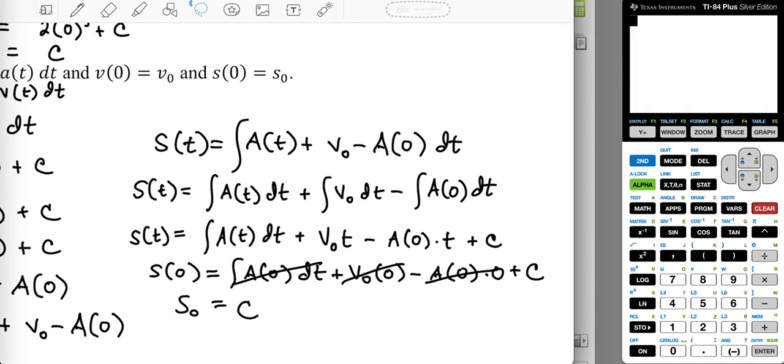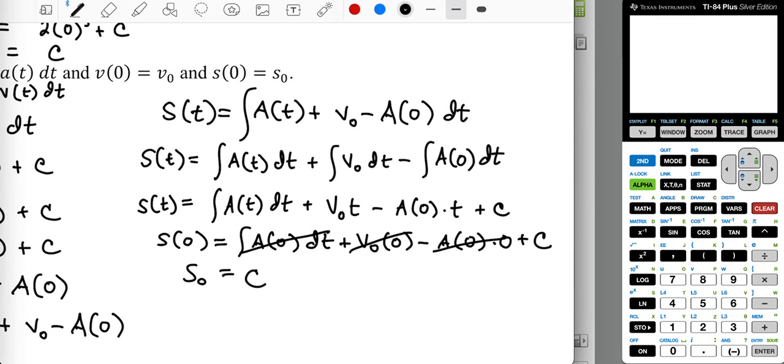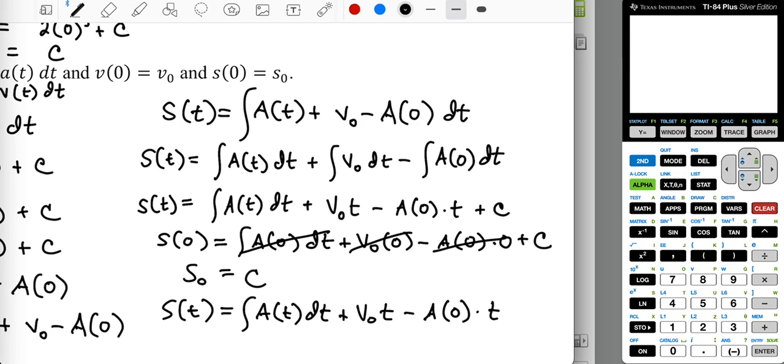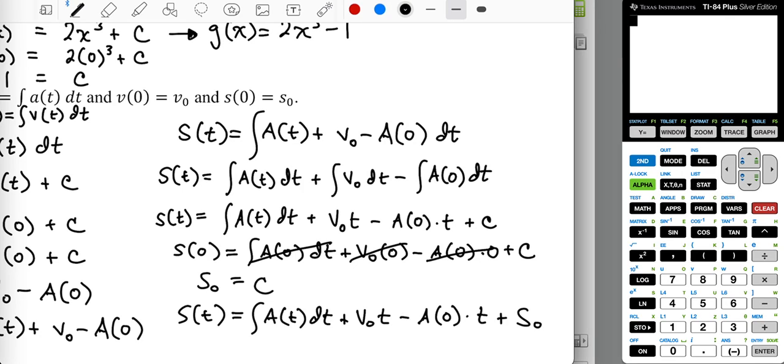All right, so at long last, we can draw our conclusion, and that is S of t is equal to the antiderivative, because we can't go uppercase of an a value. So we'll leave that as an antiderivative, plus v sub 0 t minus a of 0 times t plus s sub 0. So that's this relation in its most general form.